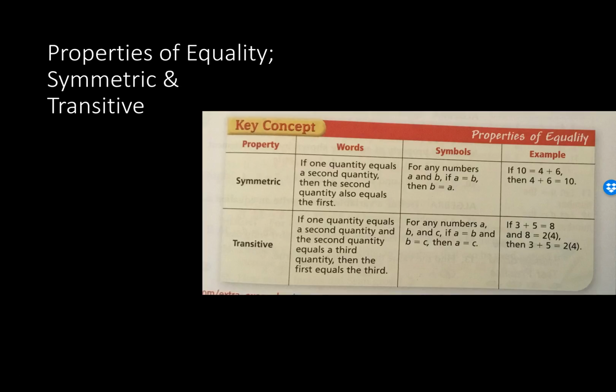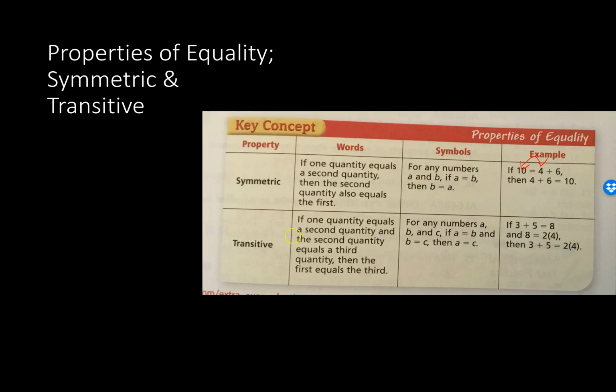All right, so there are a couple of properties we need to know. So just properties of equality. So we have the symmetric and transitive. We won't see symmetric quite as often, but we will see transitive quite a bit. So symmetric is if one quantity equals the second quantity, then the second quantity also equals the first. So basically, I can flip everything around the equal sign. So if A equals B, B also equals A. If I have a problem like this, 10 equals 4 plus 6, I can switch them. So these two can switch. 4 plus 6 equals 10.